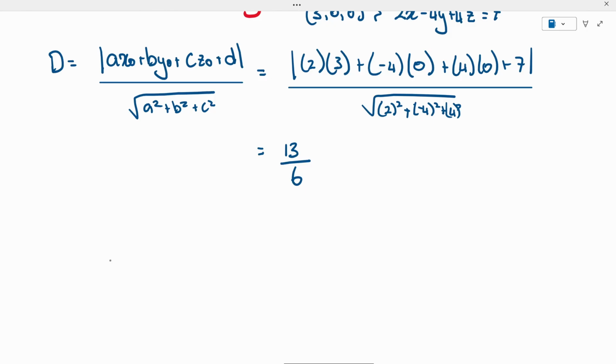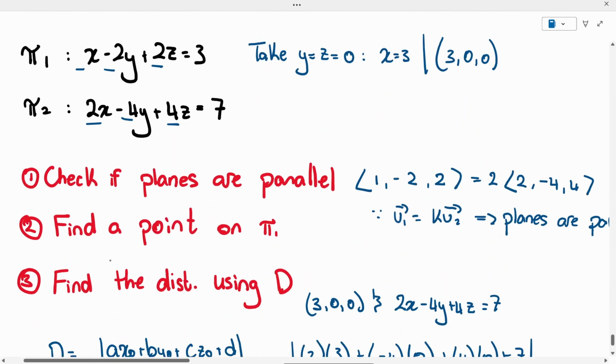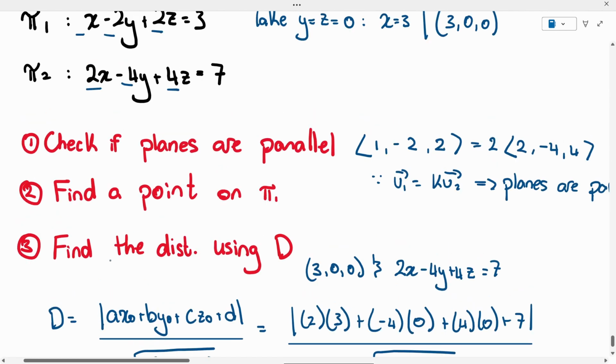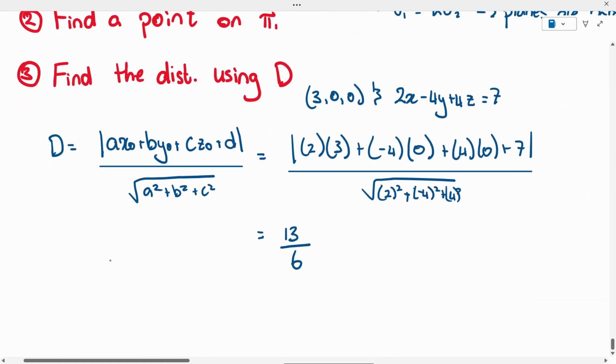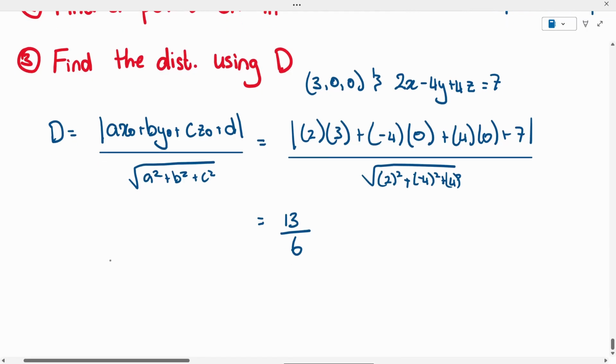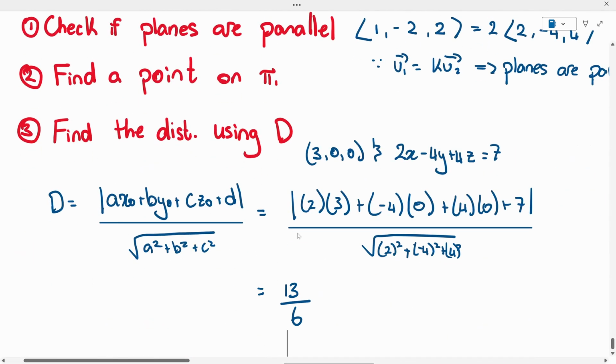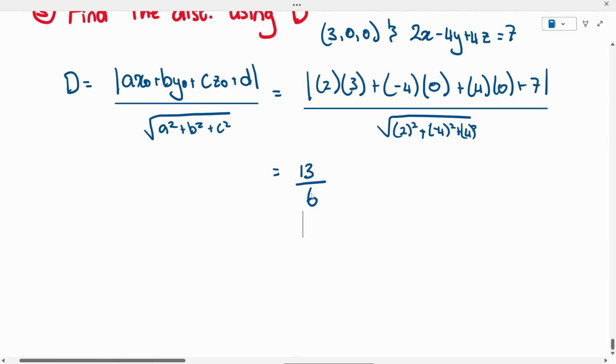D is minus 7, not 7. Oh, well, okay. All right. So this is the answer if it was equal to 7. Everybody got this? Cool. In the original question, this was minus 7. But that's okay. In this question, we get 13 over 6 as our answer.